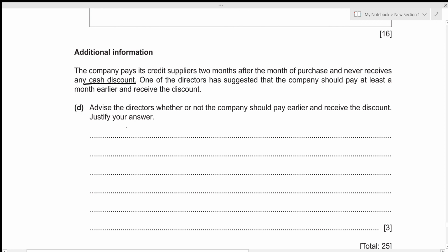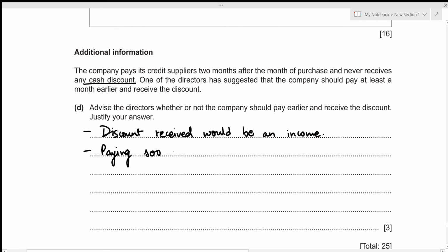So obviously, if you're receiving a discount, it would be an income. So discount received would be an income. Then paying sooner could improve relations with suppliers as well. You can write that down. Paying sooner could improve relations with suppliers.